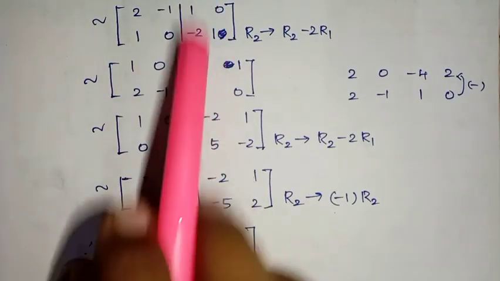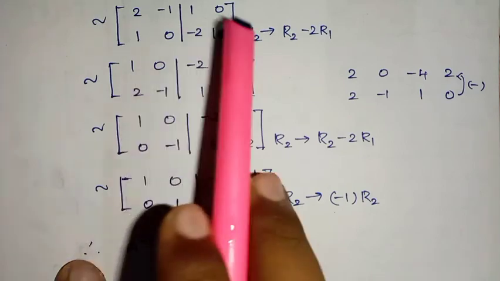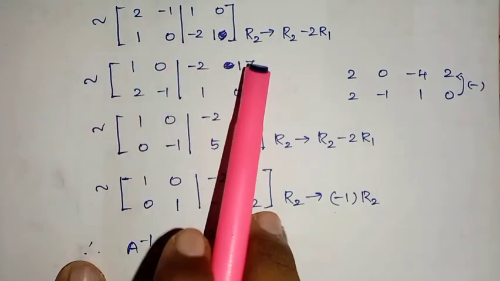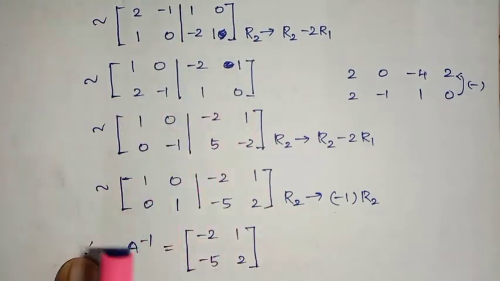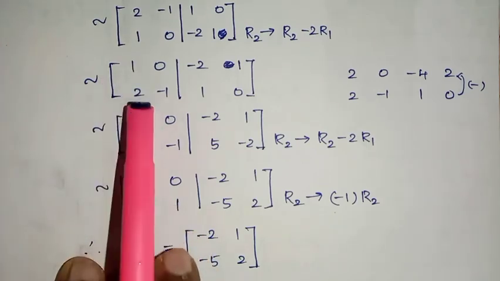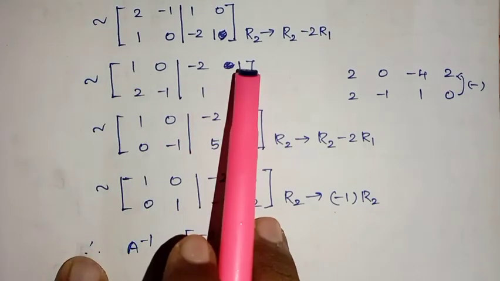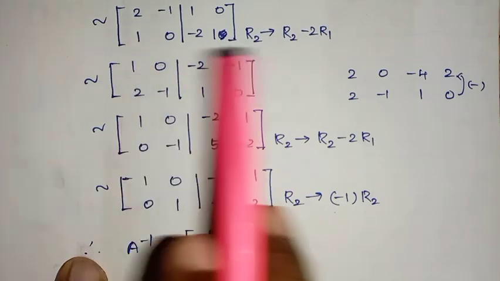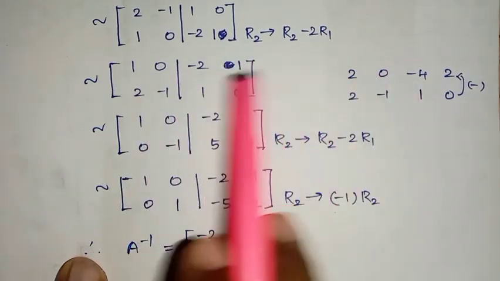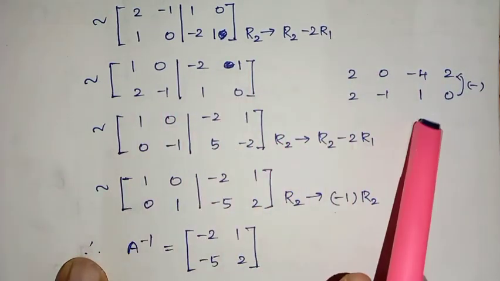Now I just interchange the rows. R1 implies R2. So the second row goes in the first place and the first row comes in the second place. Now using this 1, I have to make this 0, so I have to multiply the first row by 2. Multiplying the first row by 2, it is 2, 0, minus 4 and 2. The second row is written as it is.